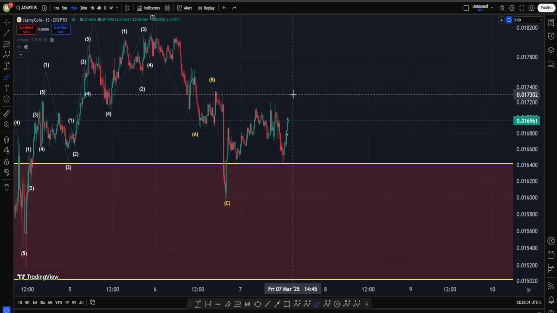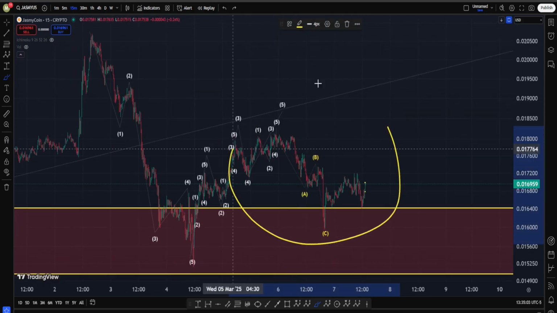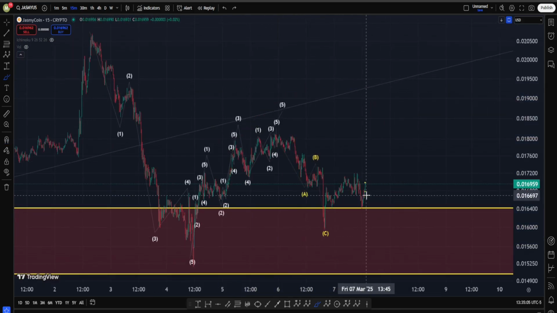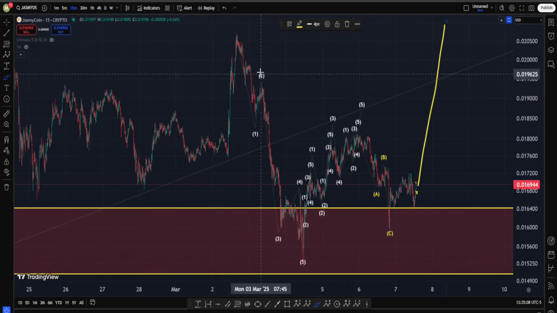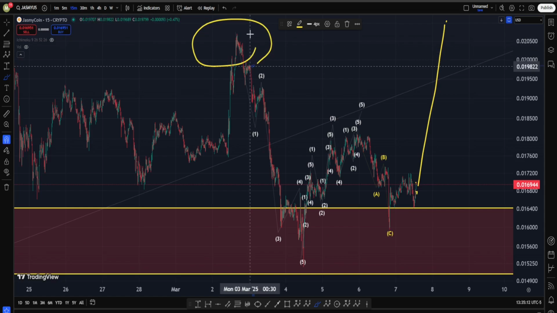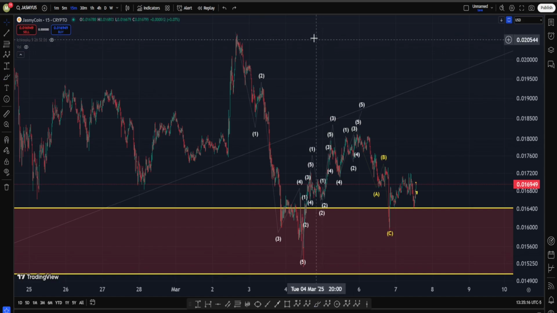But if you do not want to be involved in this kind of price action, okay, just wait a bit more and see a move on the upside. And in that move, you must see JasmyCoin taking this important high, about 2.1 cents. And at that point, you can be optimistic with a hell of a lot more confidence.